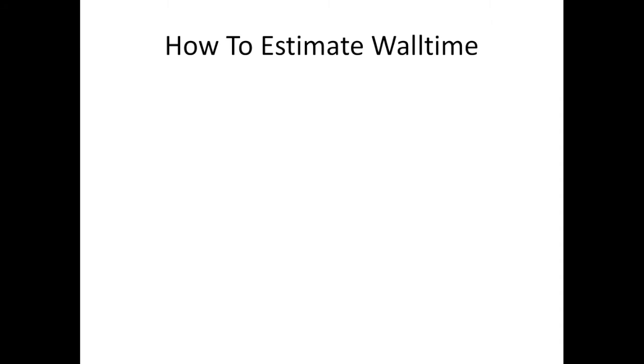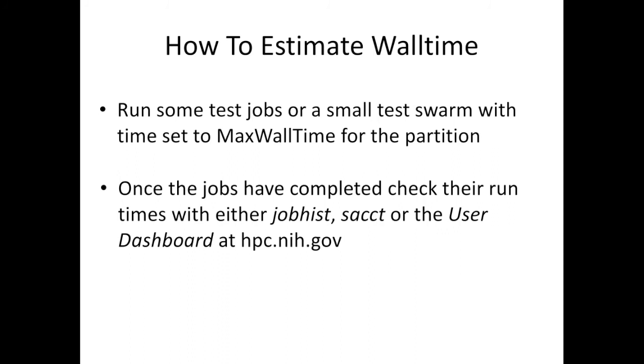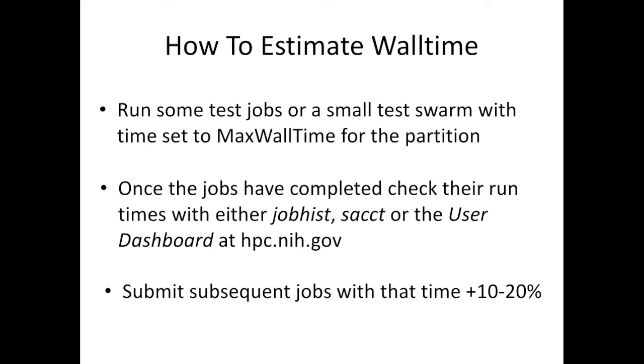So how do you estimate what kind of wall time to set? First step is to run some test jobs or a small test swarm with time set to the max wall time for the partition you're submitting to. Once the jobs have completed, check their run times with either the jobhist command, sacct, or the user dashboard at hpc.nih.gov. And these commands are covered in the job monitoring video. You can then submit subsequent jobs with the time from step 2 plus 10 to 20% as a buffer.